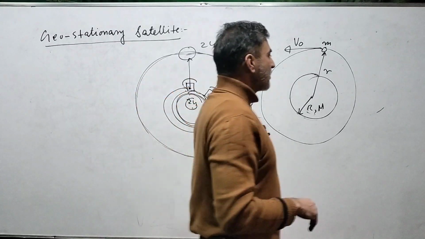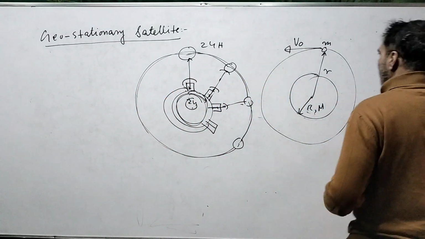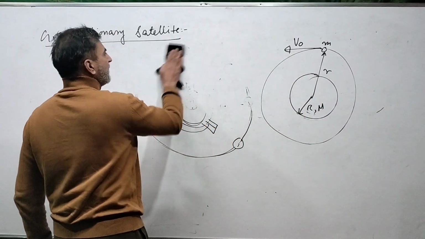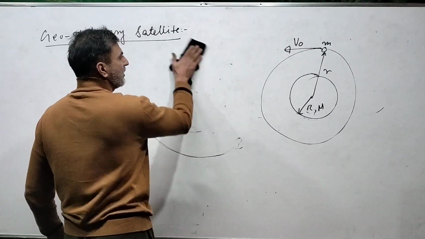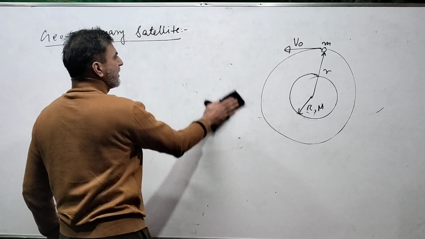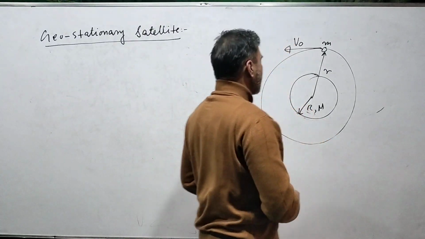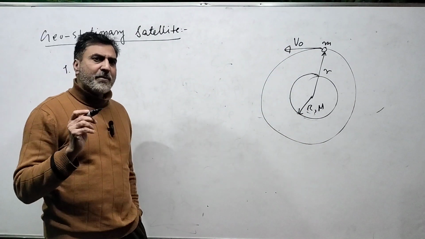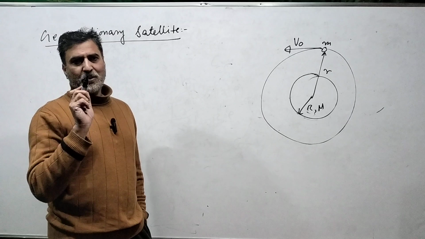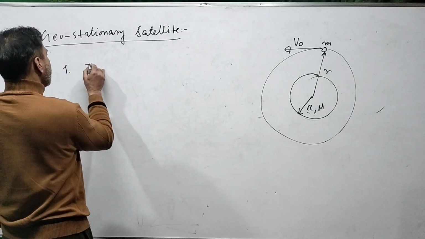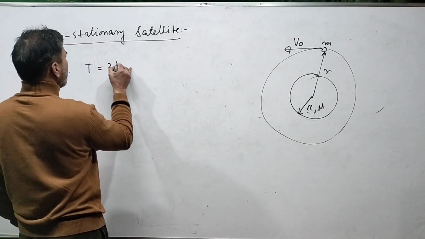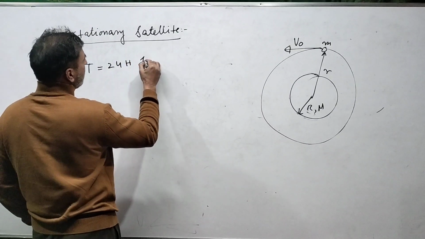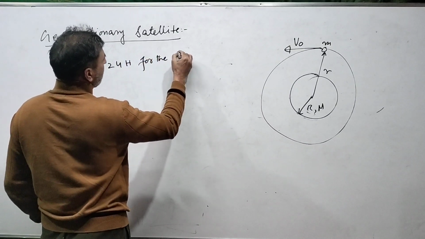That's all. So, first of all, I should write certain points here which you should remember for the geostationary satellite. First point is that the time period of the satellite around the Earth is 24 hours. Time period is equal to 24 hours. T is equal to 24 hours for the satellite.